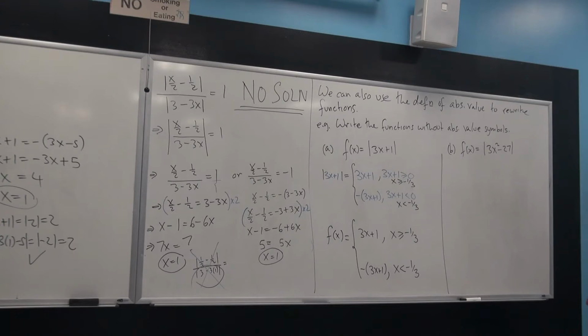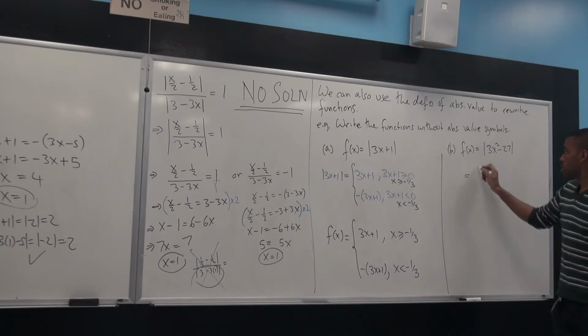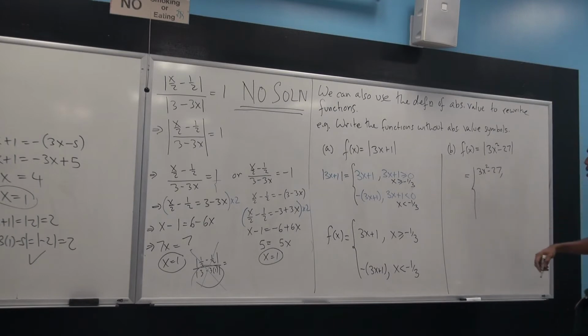So 3x squared minus 27. So this would give us 3x squared minus 27 in what case? X is greater than or equal to 3. Positive, negative.